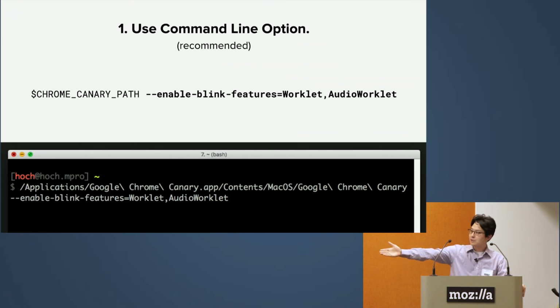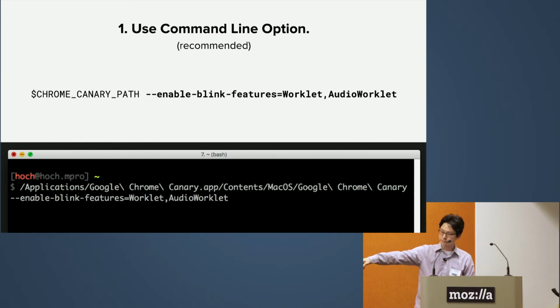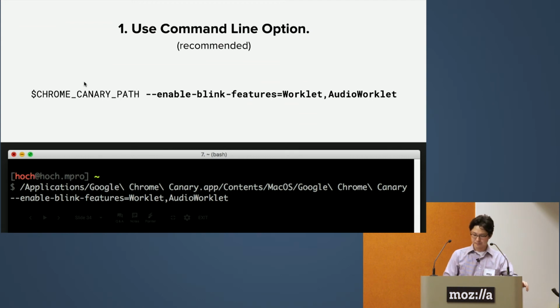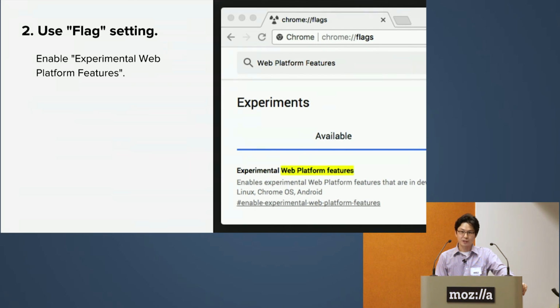I recommend this option here. Basically, what you can do is --enable-blink-features=AudioWorklet. You can just make a script and do whatever you want. And in OS X, the command line option would look like this. Okay?